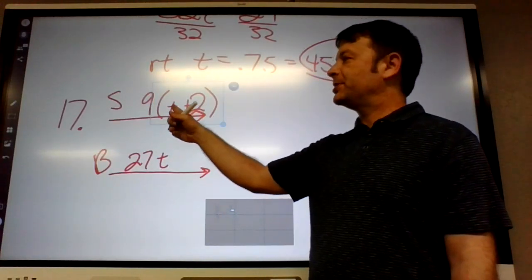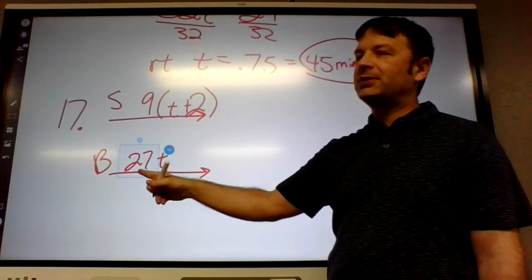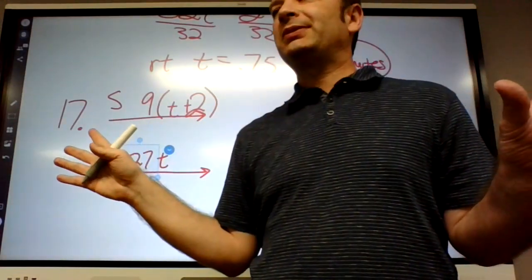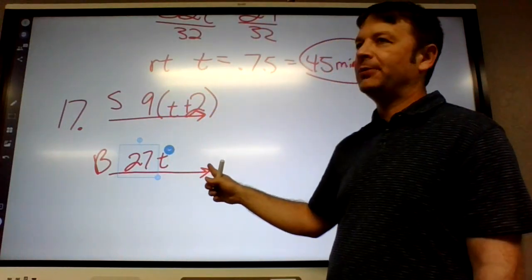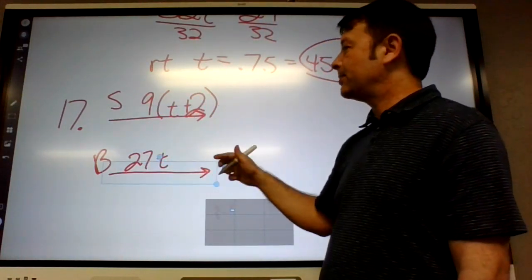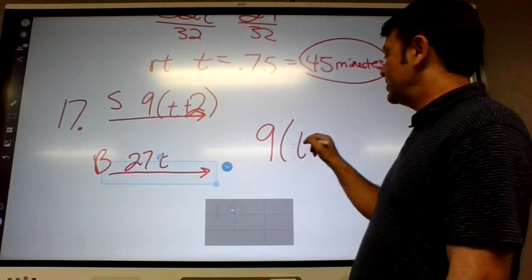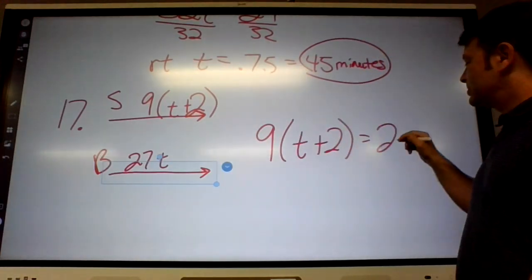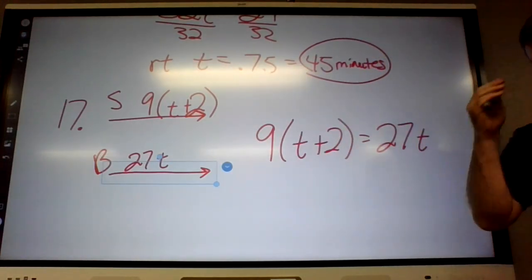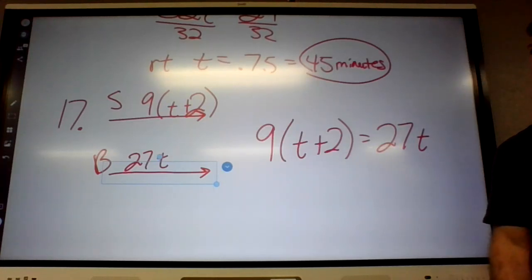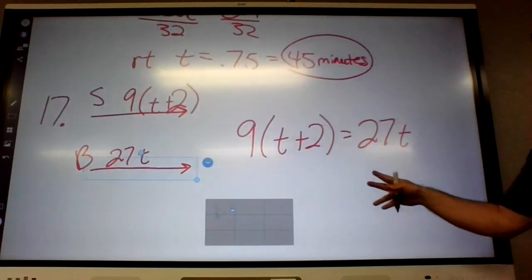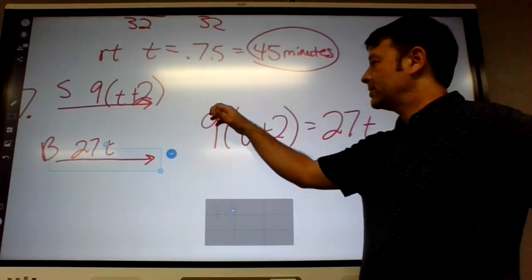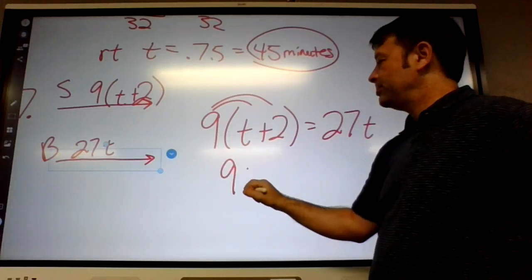There's only 2 distances on this problem: Steve's distance, brother's distance. What's the relationship between those two distances? They're equal distances because the brother is catching up to Steve, so their distance will be the same. So 9t plus 2 equals 27t. Okay, that's the hard part, setting it up, and then the easy part, you guys will probably get this right, is solving it. So, distribute.